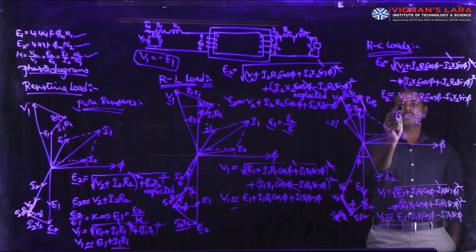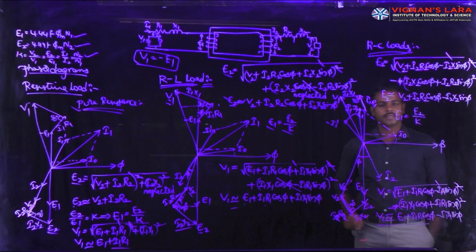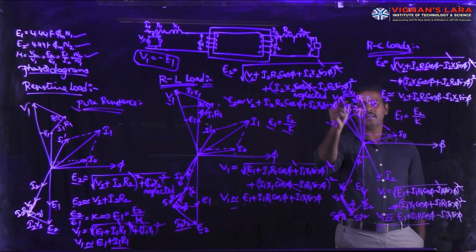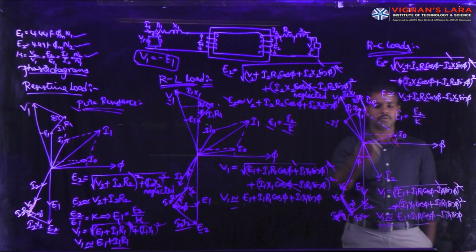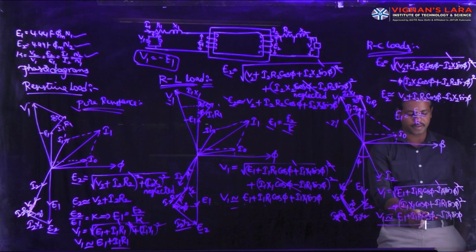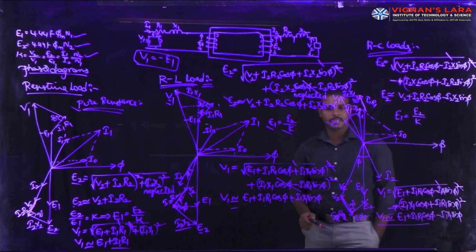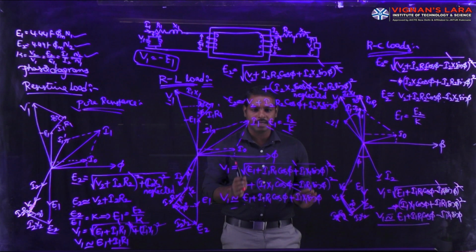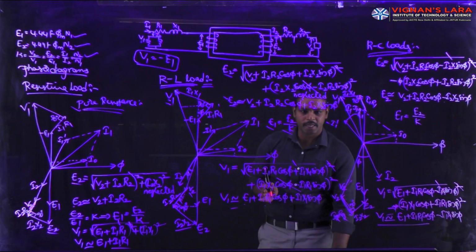So E2 is equal to V2 plus I2 R2 cos phi minus I2 X2 sin phi. Similarly, we can simplify I1 R1 and I1 X1, and the resultant is equal to V1. V1 is equal to E1 plus I1 R1 cos phi minus I1 X1 sin phi. So these are the total phasor diagrams of a transformer. Thank you.